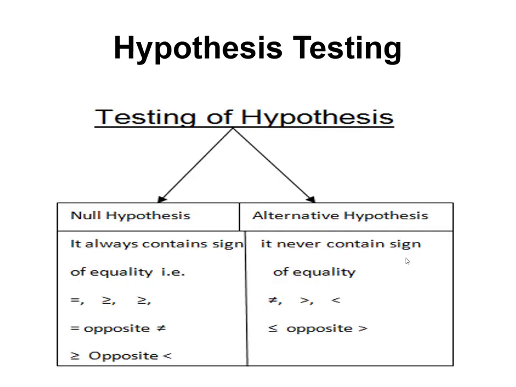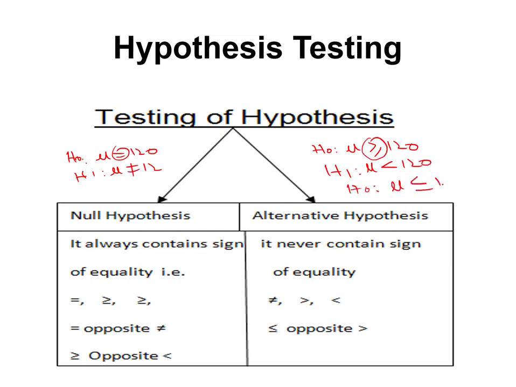So hypothesis testing, as I already mentioned, the null hypothesis normally contains the sign of equality. For example, if H naught is the mean is equal to 120, the alternative will be that it's not equal to 120. So you can see it always includes the sign of equality. Or if H naught is the mean is greater than or equal to 120, the alternative will be that the mean is less than 120. Once again it contains the sign of equality. If H naught is the mean is less than or equal to 120, then H1 will be the mean is greater than 120. So you can see the null hypothesis always includes the sign of equality.